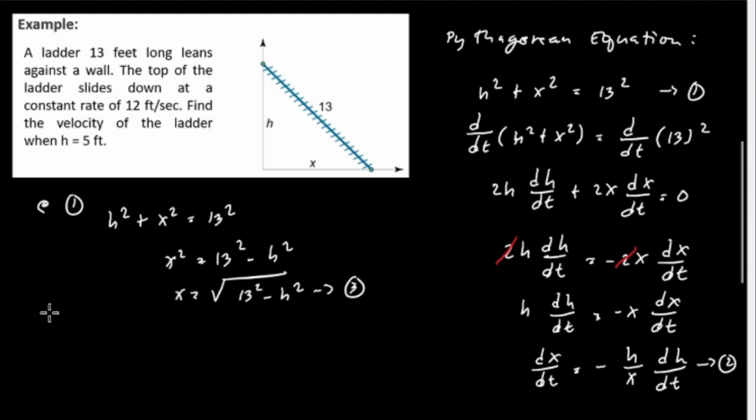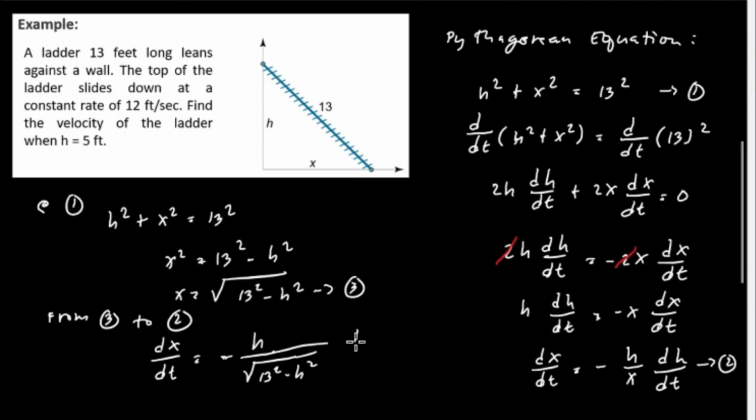From 3 to equation 2, this is dx over dt is equal to negative h over the square root of 13 squared minus h squared, times dh over dt.